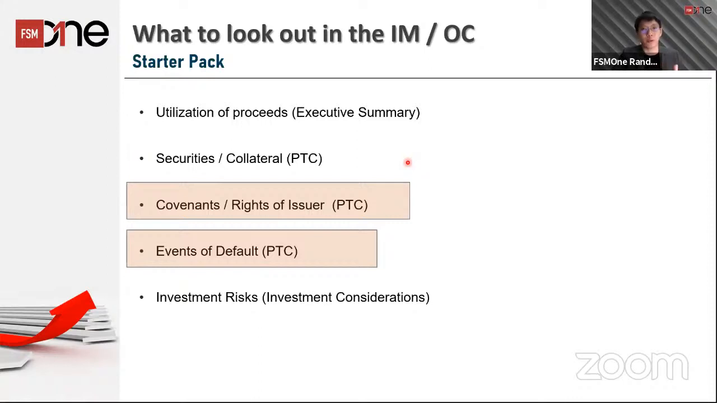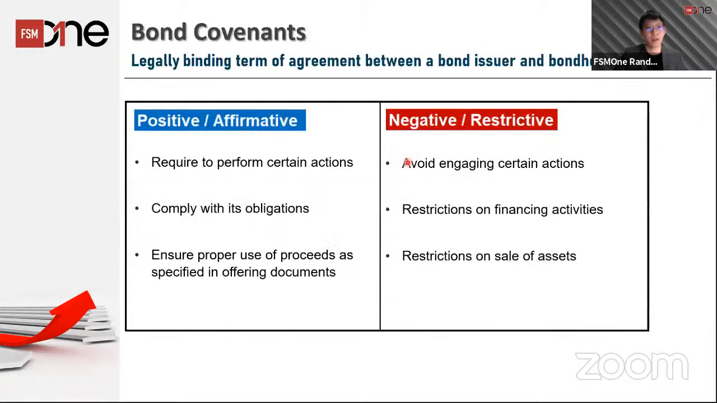So from now on, I will try to break it down in a more structured way, and in a more layman way for better understanding. So I'll start off with the bond covenants. By definition, bond covenants are just the legally binding terms of the agreement between the bond issuer and bondholders. So it's just the T&C that the issuer must follow.